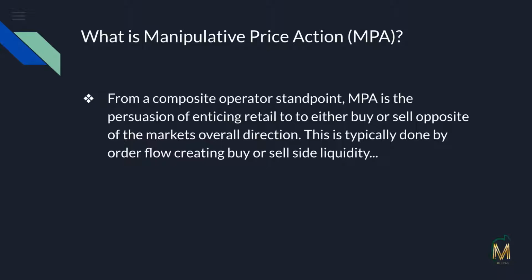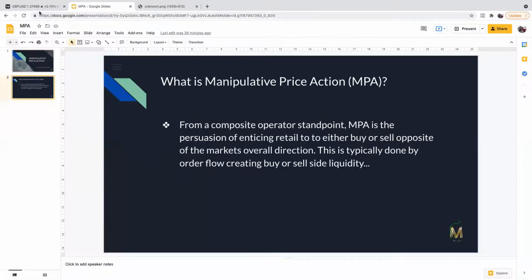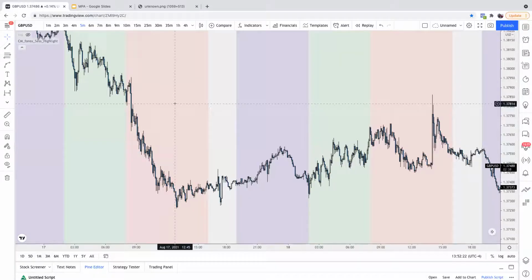So MPA, from a composite operator standpoint, is the persuasion of enticing retail to either buy or sell opposite of the market's overall direction. This is typically done by order flow, creating buy or sell side liquidity. Pretty straightforward definition. So from there, we can go straight into the charts.